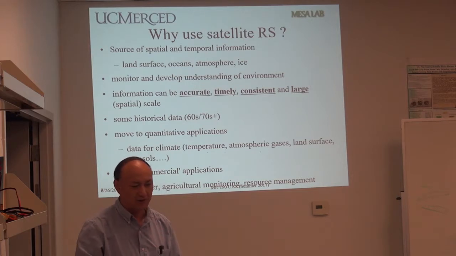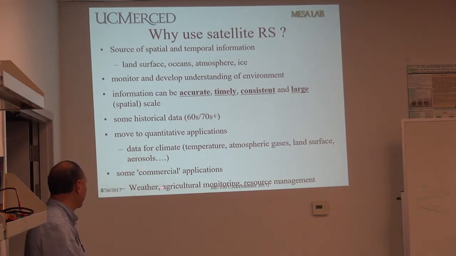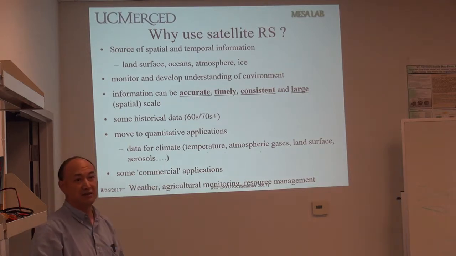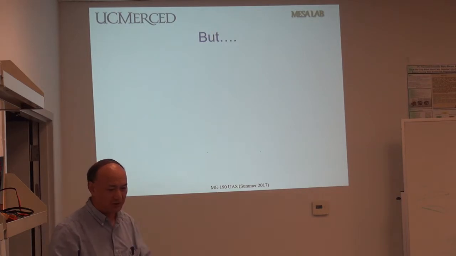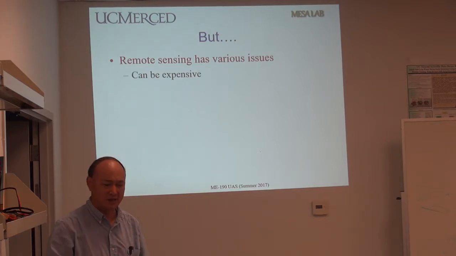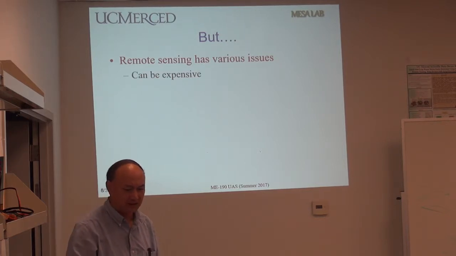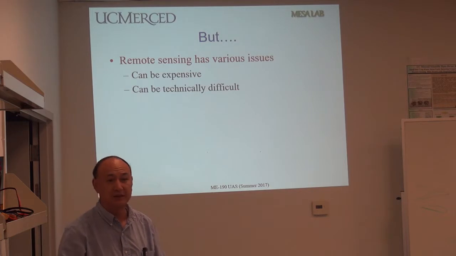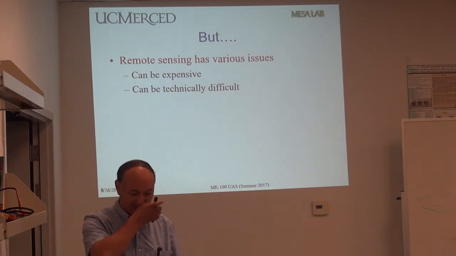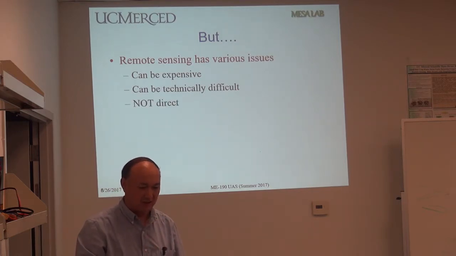And we have a lot of commercial applications, like weather, agriculture monitoring, resource management. This can go on, okay? So these are satellite applications. However, remote sensing has lots of different issues. First, it can be expensive. Next, it can be technically more difficult, maybe because you sense at a distance.